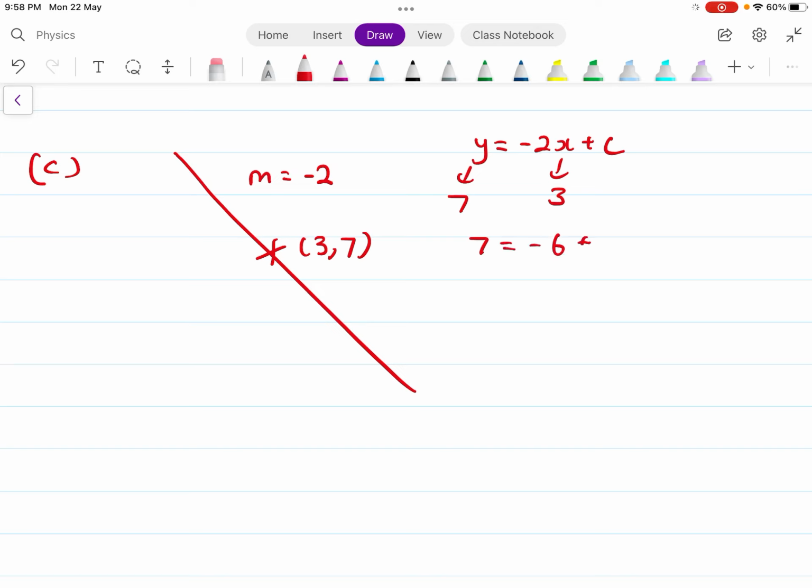-6 plus c is equal to 7, so c is 13. So the equation of the line that they want is y equal to negative 2x plus 13. Yeah, so that is how you solve part 3. I believe part 2 is the most difficult one. In part 2, you must make use of the similar triangle to solve.